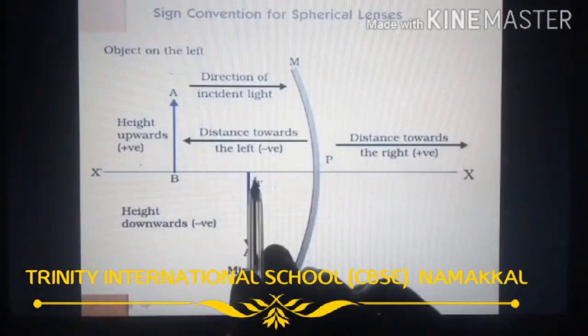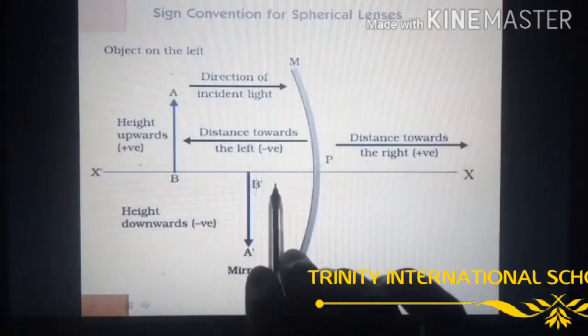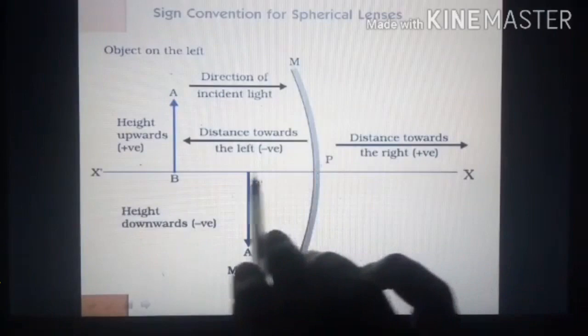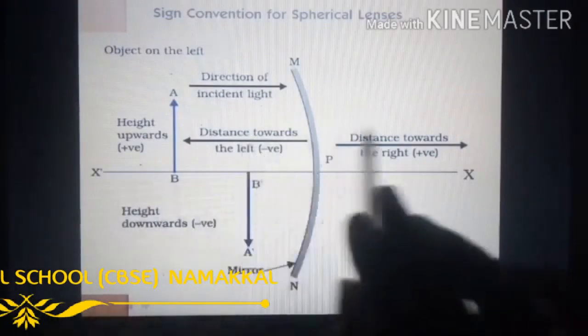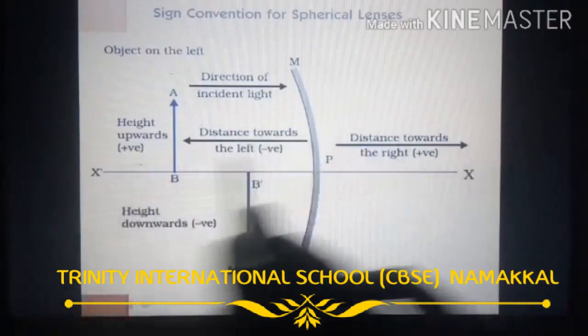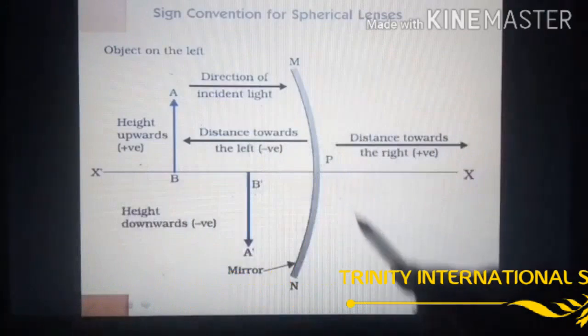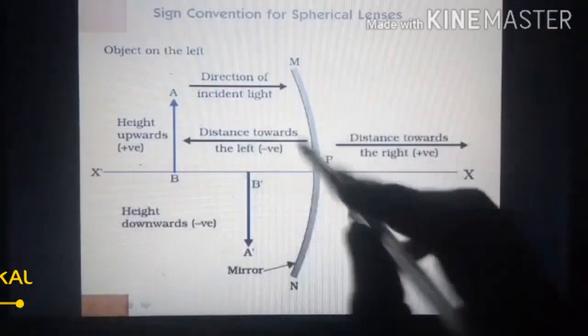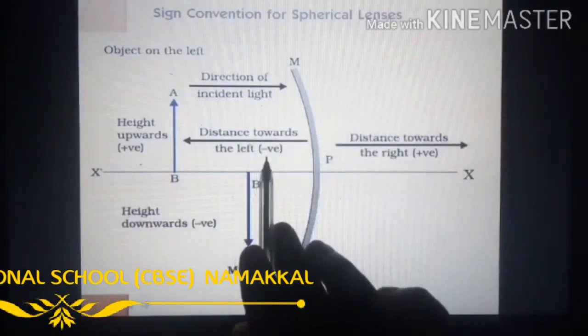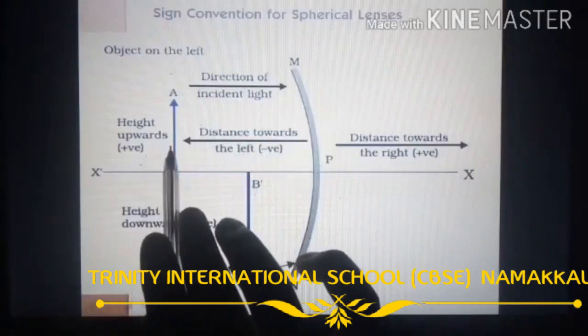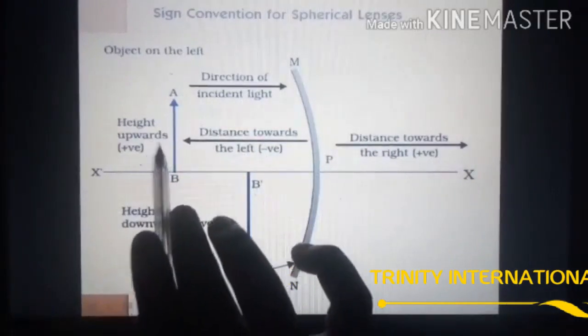So the object distance measured from the pole to the left side is always taken as negative. So this is the positive x direction, negative x direction, positive y direction, negative y direction. That's why we are choosing these negative and positive values. So we know the u value will always be negative and the h value will always be positive.